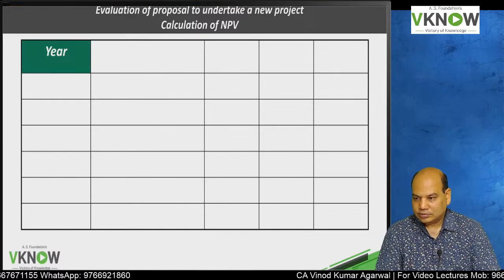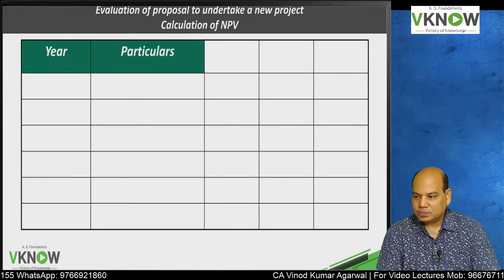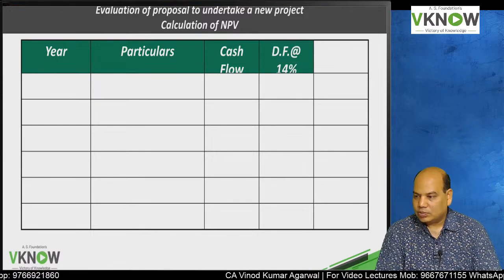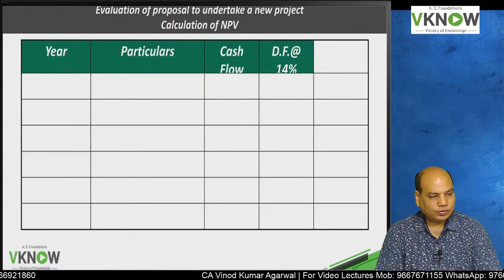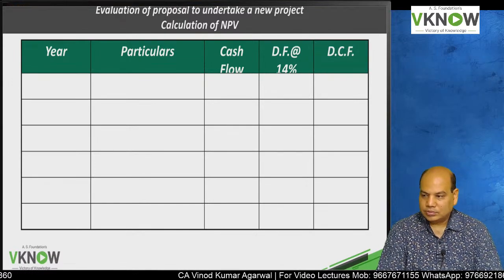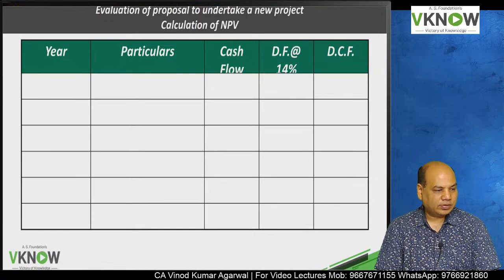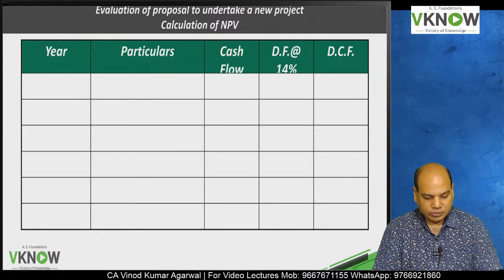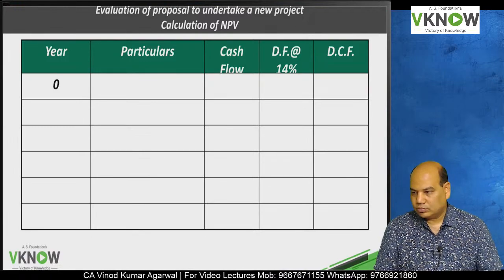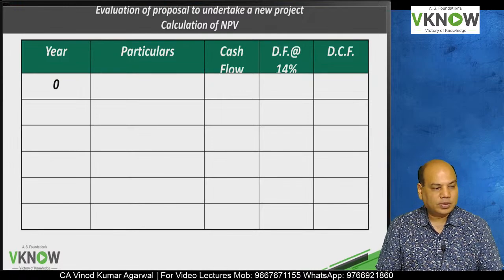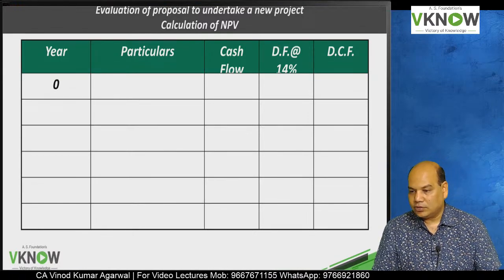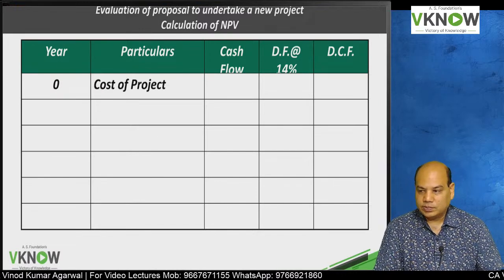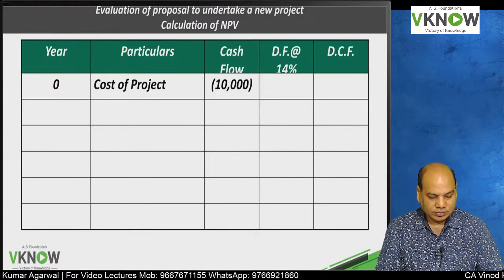First write down year, second column particulars, third column cash flow, fourth column discounting factor at 14%, and last column DCF or PV, present value. Have you drawn the format? Simple format. Year 0, what happened in year 0? Cost of the project, 10,000.